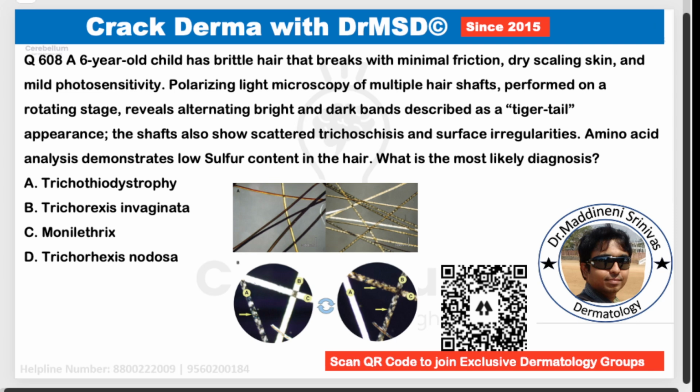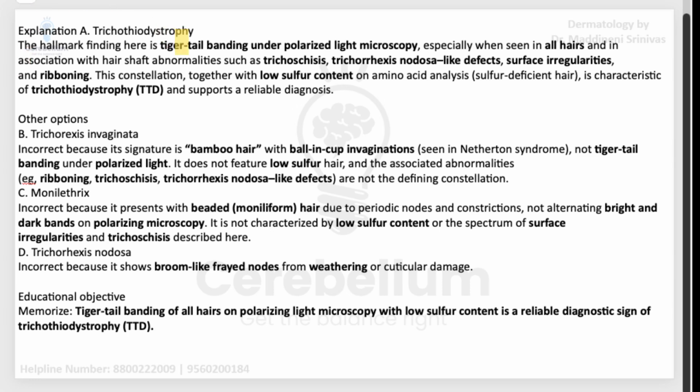Pause the video and read the MCQ and you will find that the most important clue which the examiner has given is that polarizing light microscopy of hair has shown tiger tail appearance. And it is also mentioned that there is low sulfur content in the hair. So the most likely diagnosis is, yes, it is Trichothiodystrophy.